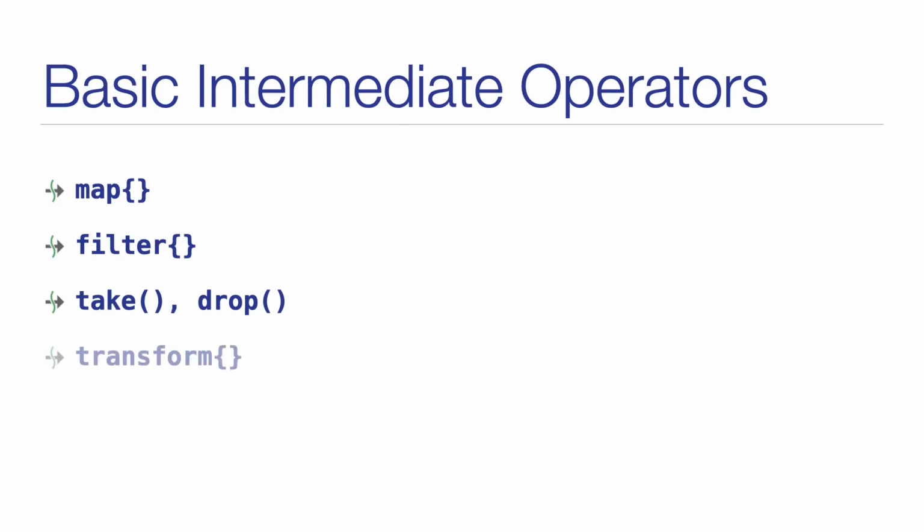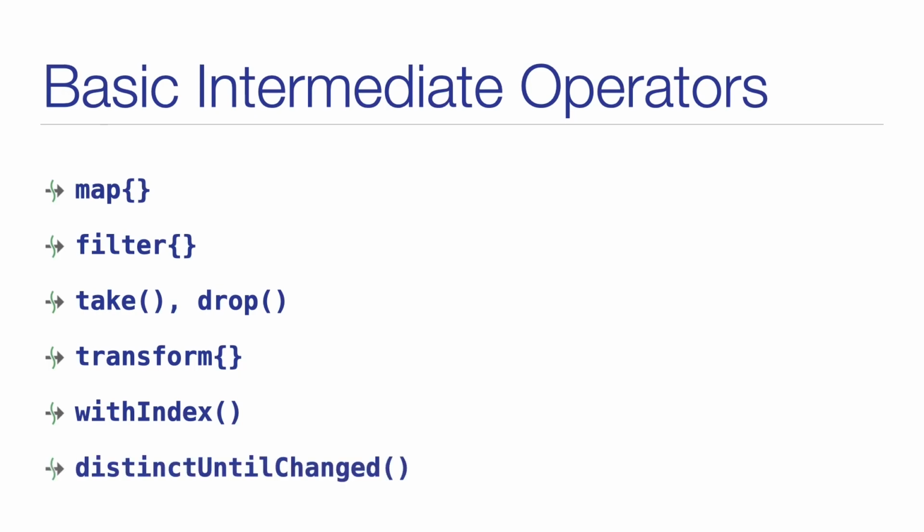And also there's the transform operator, which is useful whenever we want to emit multiple values from the operator. Another such intermediate operator is withIndex, and this one wraps the emission in an IndexedValue type that holds the index of the emission as well as the actual value of that emission. Last but not least, we had a look at distinctUntilChanged, and this one can be used to filter out subsequent emissions that are equal.